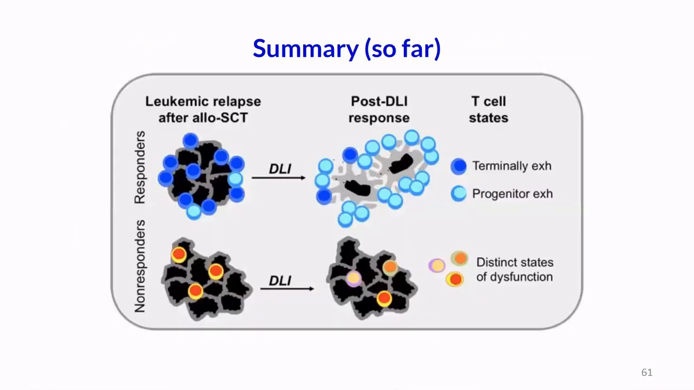So the summary so far, what we've understood from this data, is that in the responders, we saw an enrichment in the terminally exhausted subsets at baseline. And we see the expansion of the progenitor exhausted subsets induced by the therapy. And in the non-responders, we see different forms of T cell dysfunction, which are also heterogeneous across patients.